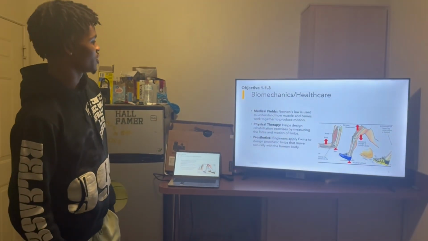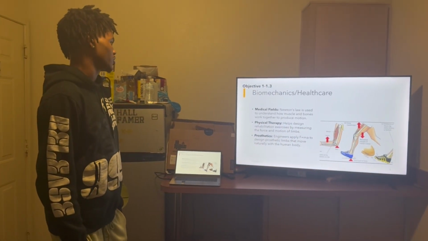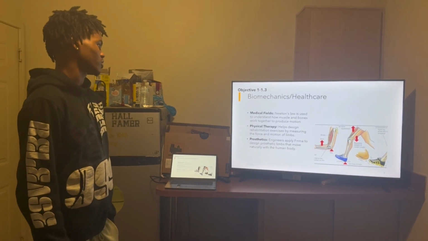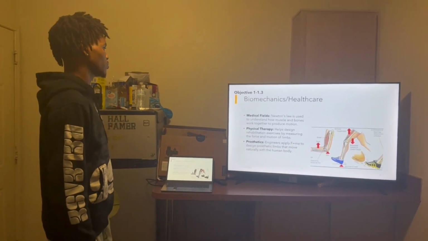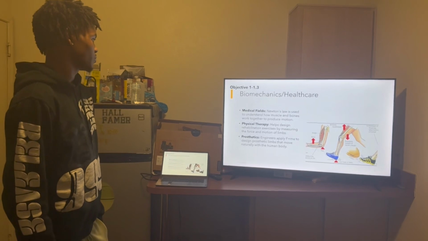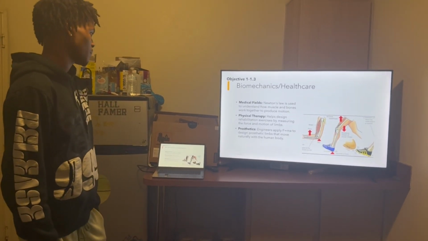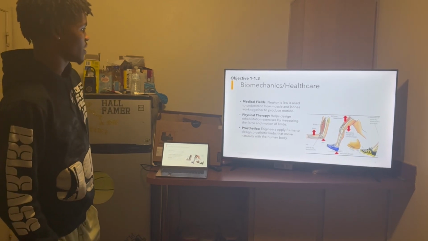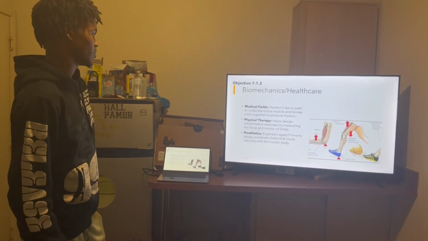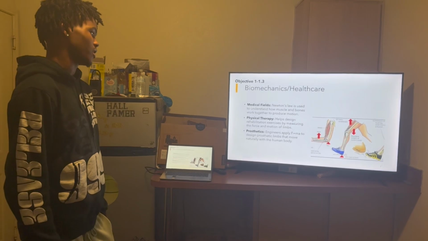Biomechanics, healthcare. Medical fields. Newton's law is used to understand how muscles and bones work together to produce motion. Physical therapy helps design rehabilitation exercises by measuring the force and motion of limbs. Prosthetics. Engineers apply F equals ma to design prosthetic limbs that move naturally with the human body.